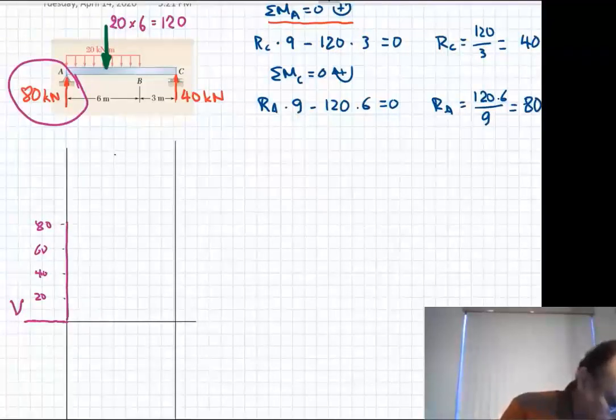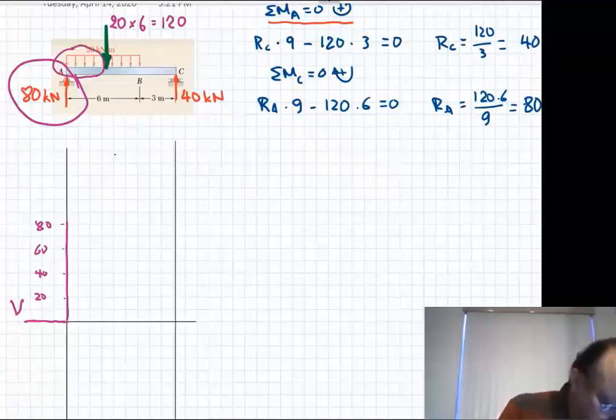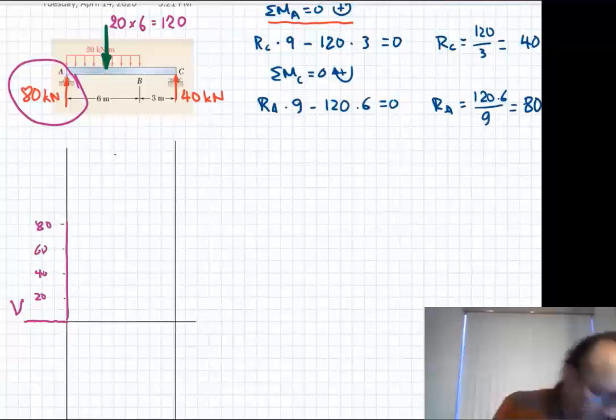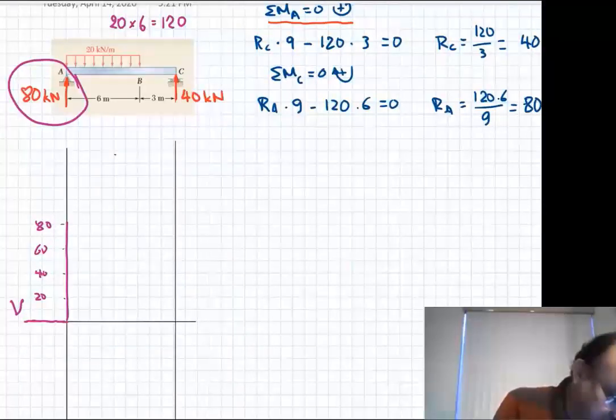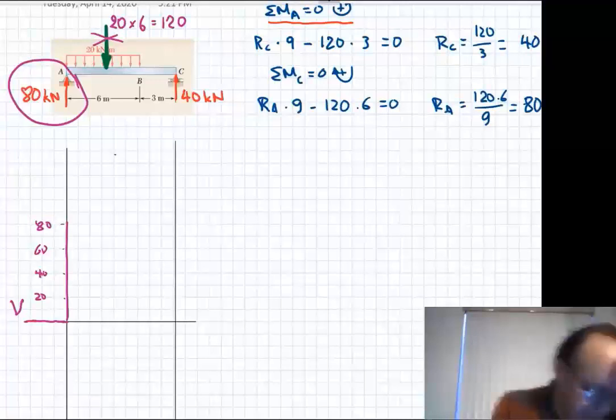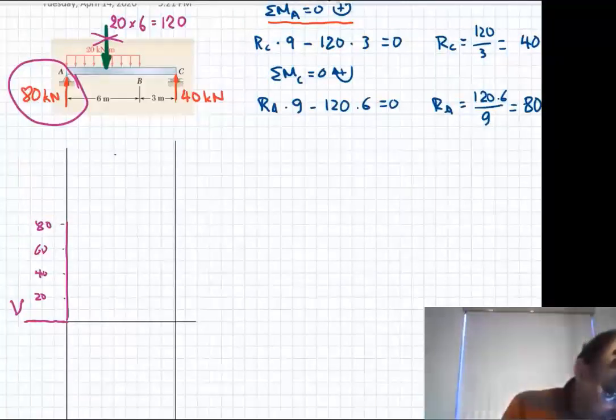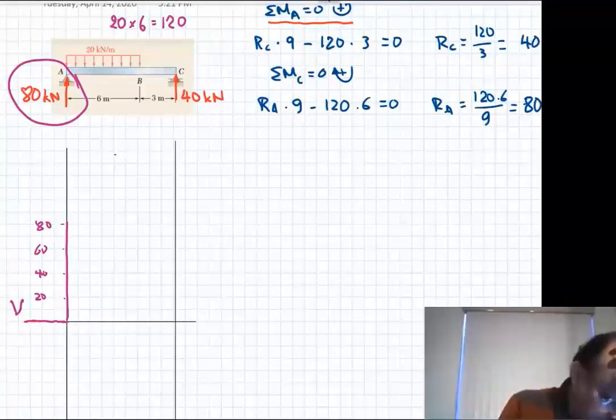And then you have a force that tells you to go down uniformly, at a rate of 20 kilonewtons per meter. We have 6 meters here. We forget about the concentrated load now, because that was just to calculate reactions. In order to do the shear diagram, you have to use the actual load. So let's get rid of that one. You start going down at a rate of 20 kilonewtons every meter. Every square here is 1 meter.